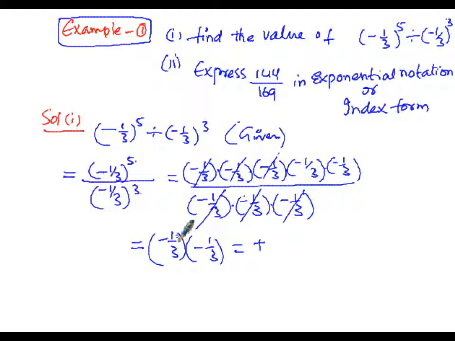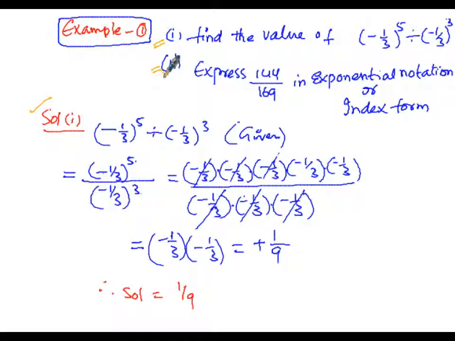Let us multiply the numerator separately: 1 into 1 is 1, and 3 into 3 is 9. In this manner I got the result. Therefore the solution is 1/9. So this is the first solution. Now the second solution.